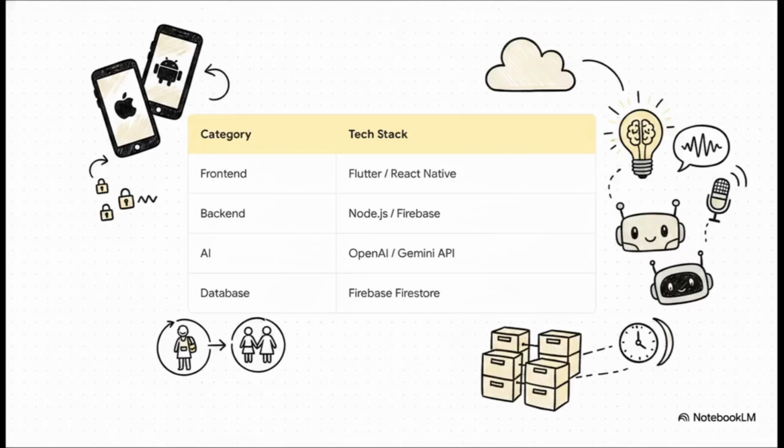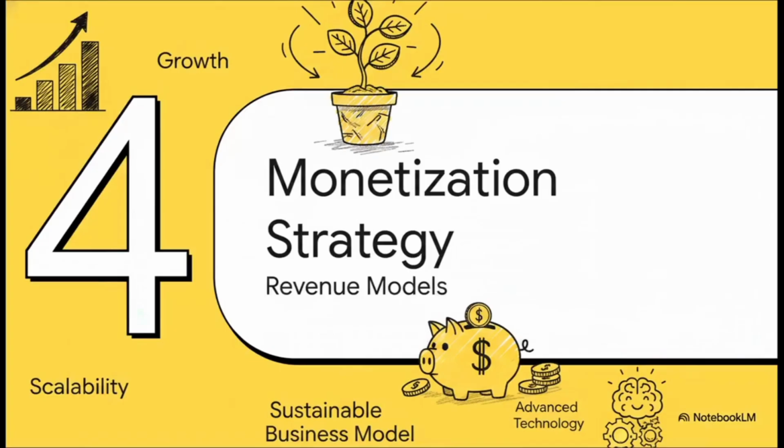Then, the real magic, the AI, is powered by plugging into the OpenAI API or Gemini API, and you pair that with ElevenLabs for those incredibly natural, expressive cartoon voices. Finally, your database. You'll want to lean on Firebase Firestore to securely and instantly manage all those learning trackers and complex parent dashboards in real time.